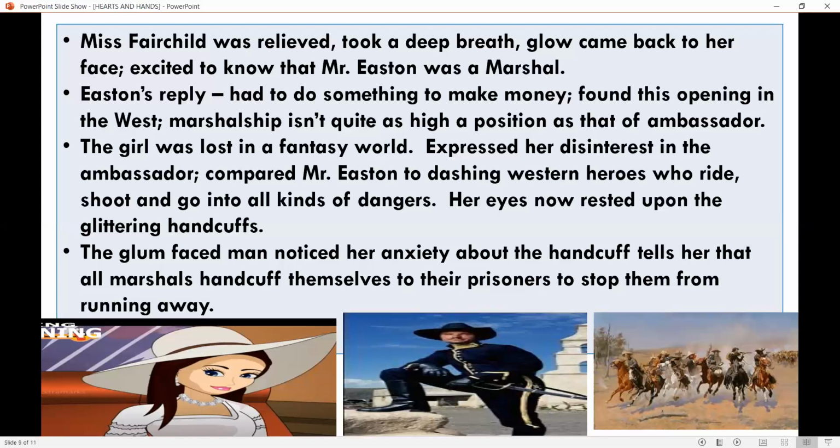So here he wants to give reassurance to Miss Fairchild about why Mr. Easton is handcuffed. Because marshals always handcuff their prisoners so that they won't run away. And Mr. Easton knows his business. So Miss Fairchild understands that Mr. Easton is a very responsible officer and he knows how to handle criminals. And she feels so proud. She must be feeling very proud of him, right?